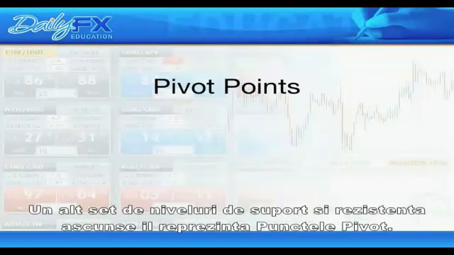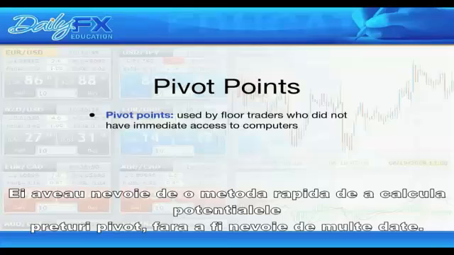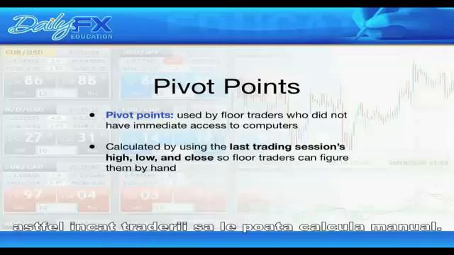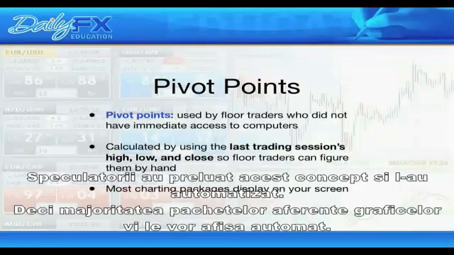Yet another set of hidden support and resistance levels are pivot points. Pivot points are typically used by floor traders who didn't have immediate access to computers. They needed a quick way to calculate potential pivot prices in the pits without requiring a lot of data. Pivot points are calculated by using the last trading session's high, low, and close, so floor traders could figure them by hand. Speculators have taken this concept and automated it, so most charting packages display them on your screen.